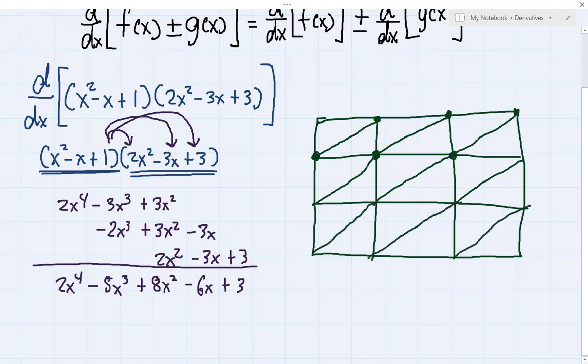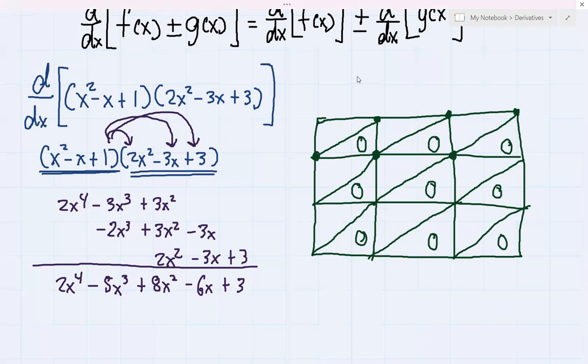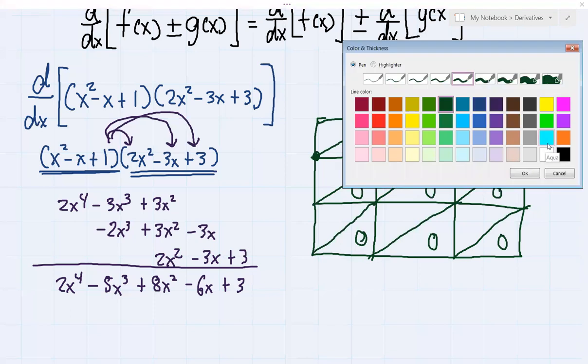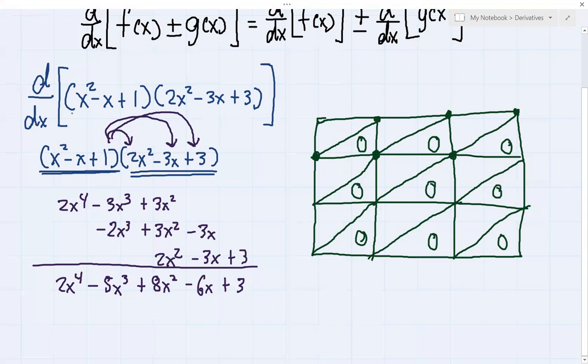Okay? So, each square has a diagonal line, right? Below the diagonal line, put a 0. So, I put 0, 0, 0, 0, 0, 0, 0, 0, and 0. That's it. Now, what we will do is take the coefficients of x squared minus x plus 1.